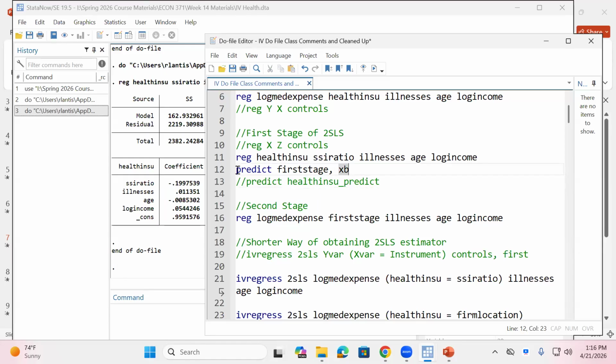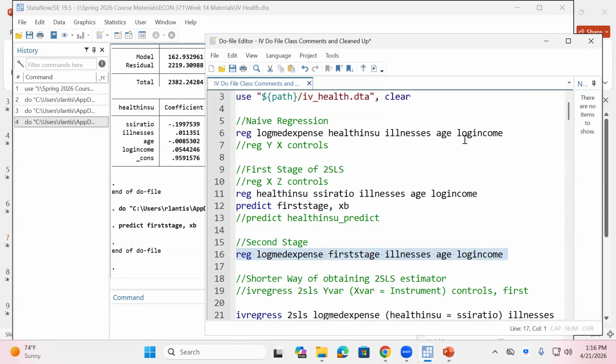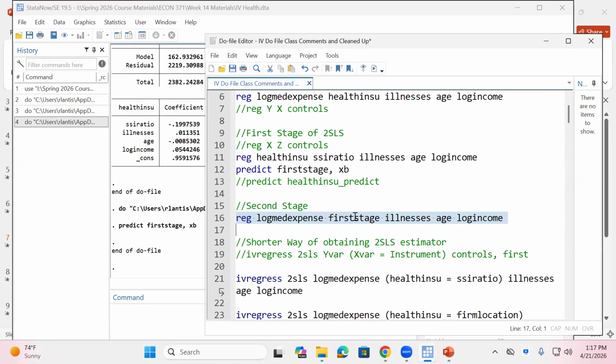So I'm going to use this prediction, and I'm then going to put, so this is the predicted value of health insurance. In my second regression, I'm going to use all of the same controls in the original naive regression that I had, that I know I had omitted variable bias in. But instead of using the actual X variable of health insurance, I'm using the predicted X value of health insurance.